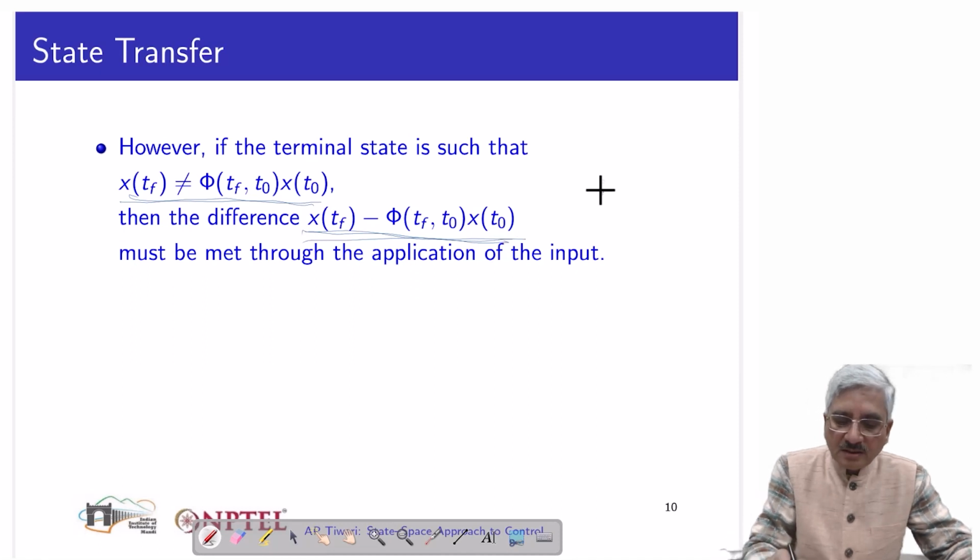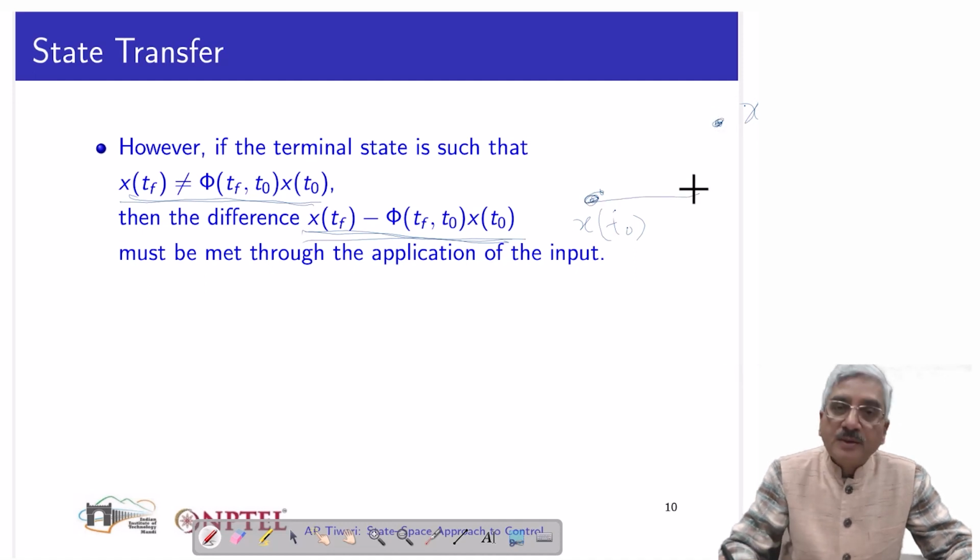What we mean is that the system state x(t0) was here in the state space. This is the x(tf), let us say, and this has to be achieved. So from this, one component is coming from the zero input response, the natural response of the system, and the remaining has to be supplied by application of the input.